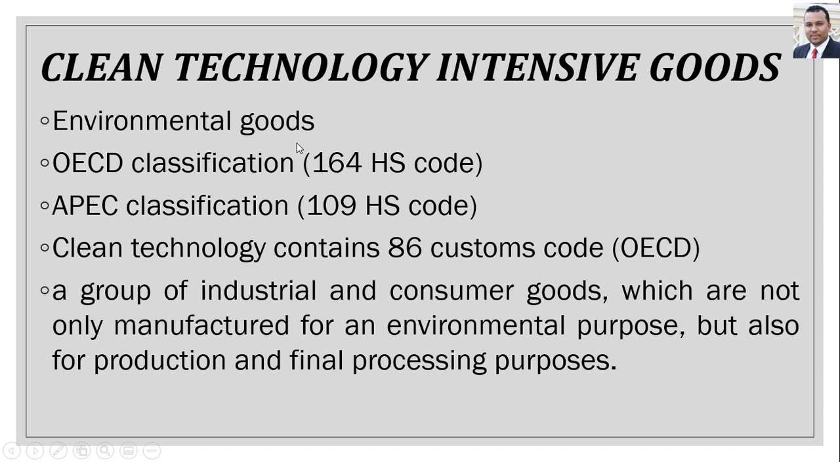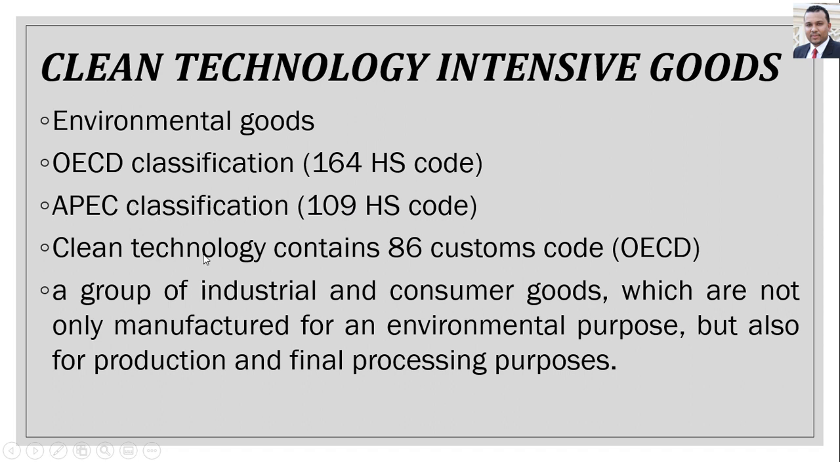What about the environmental goods in case of OECD classification? 164, this is the number of environmental goods. HS code, abbreviation for harmonized system, like ID. Any product has an ID, in the balance of payment, to import or export. APEC classification, Asia Pacific Economic Cooperation. What about the number of environmental goods? We talk about 109 HS code. Yes, in case of OECD, the number of environmental goods is greater than in case of APEC.